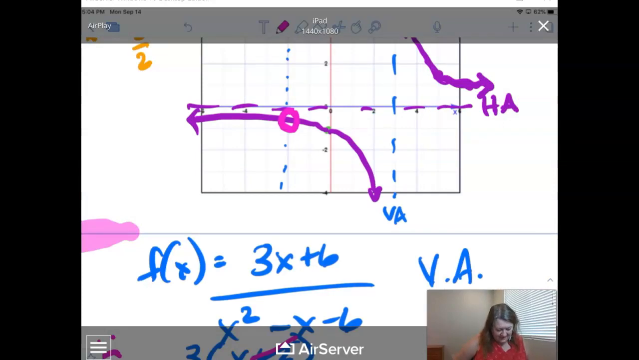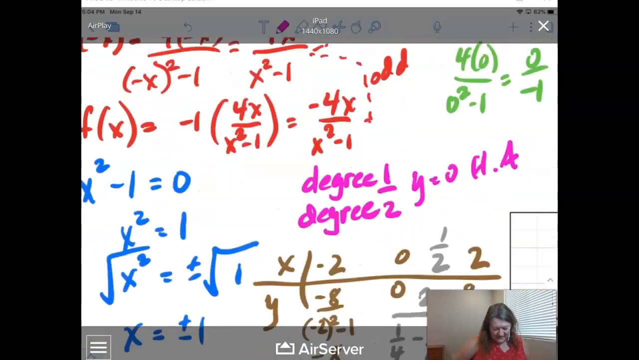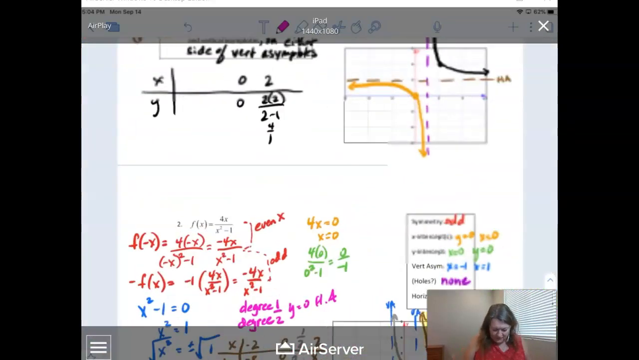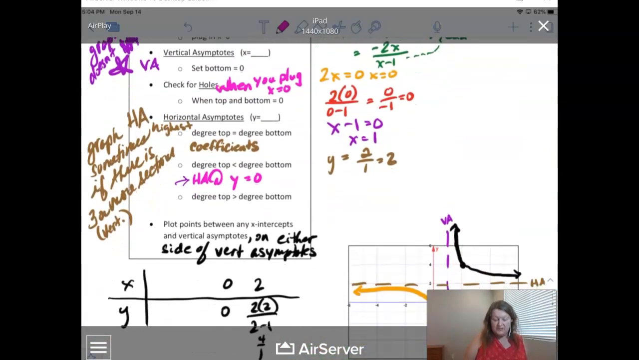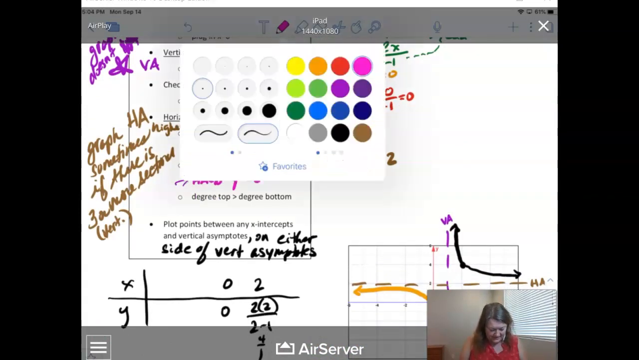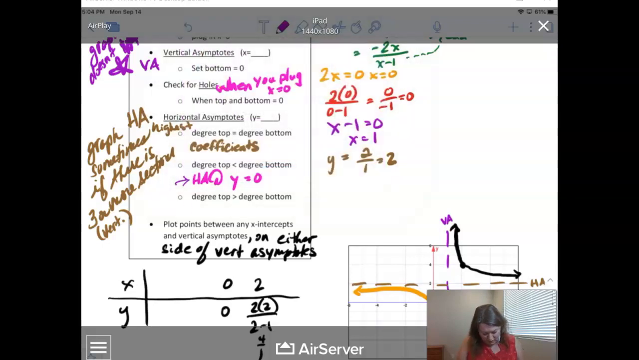So the last thing we have not talked about is what do we do on that last battle of the x's for horizontal asymptotes. So we've handled what we do if the coefficients are equal, what we do if the top is smaller than the bottom, and if the top is bigger than the bottom, that is going to be no horizontal asymptote at all. Okay, so no horizontal asymptote at all.